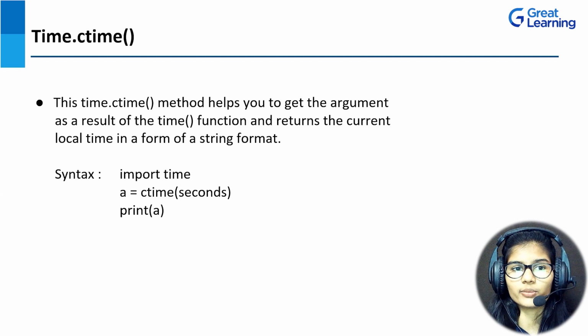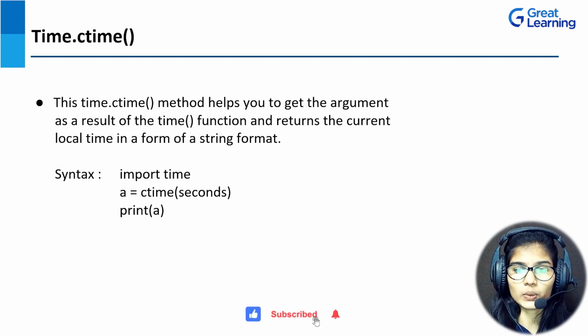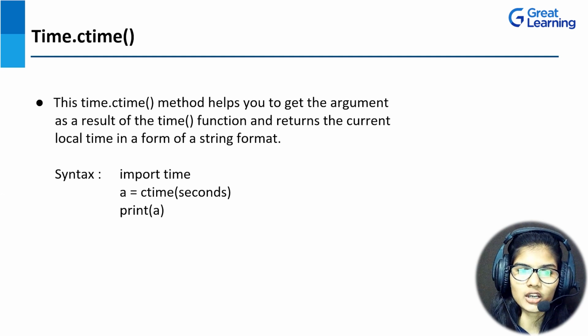You get the argument as a result of the time function, and what it returns is the current local time in the form of a string. So firstly it returns the time, and secondly it returns that in string format. The syntax goes: import time, a is equal to time.ctime, and in the bracket you have seconds, and you print a.